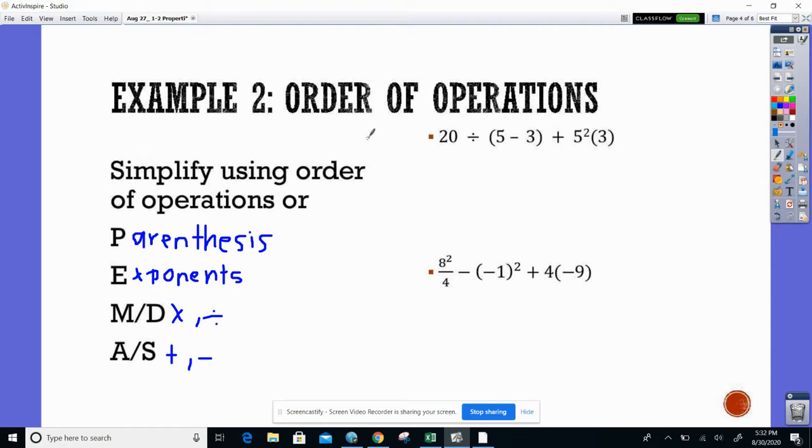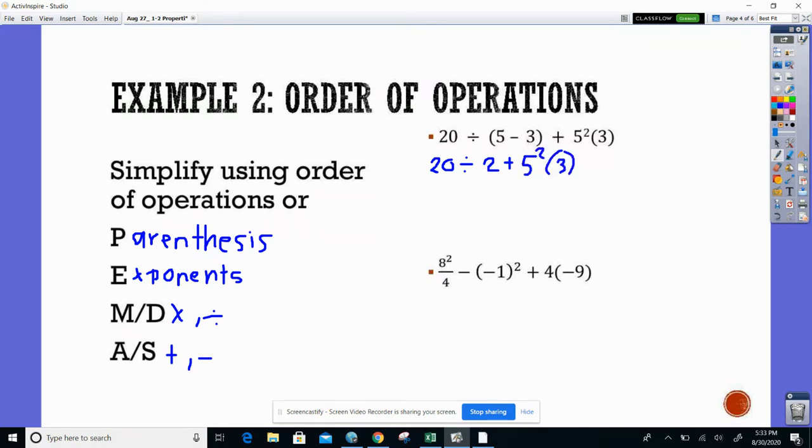So if you look at our first example, we're going to look for any parentheses first. You notice we have a set of parentheses right here. So we're going to do what's in those parentheses. 5 minus 3. So I have 20 divided by 5 minus 3. That's going to give me 2. Plus 5 squared times 3.